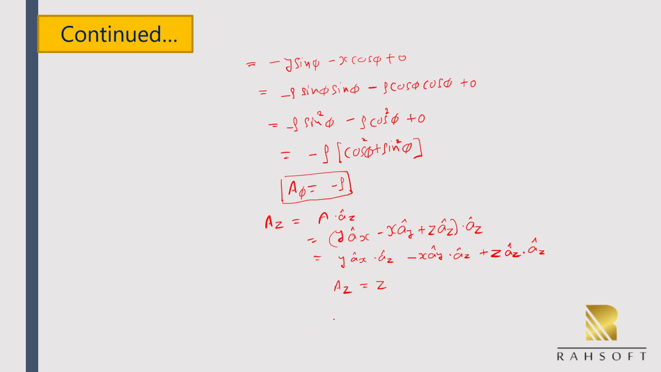So A will be equal to A rho unit vector a rho plus A phi unit vector a phi plus A z unit vector a z. So it is equal to 0 plus minus rho unit vector a phi plus z unit vector a z, and A is equal to minus rho unit vector a phi plus z unit vector a z. So this is the solution of this problem.